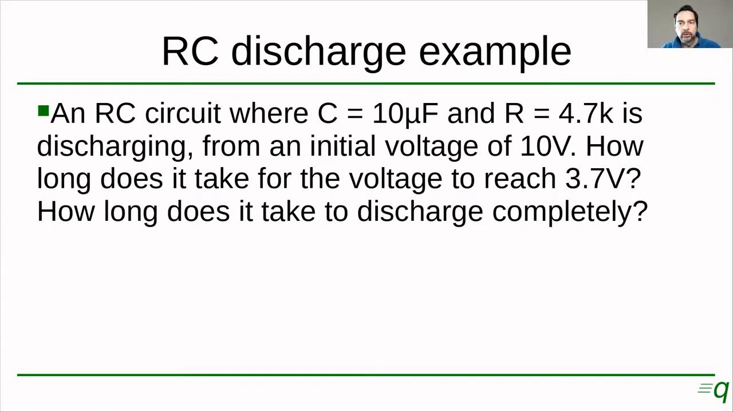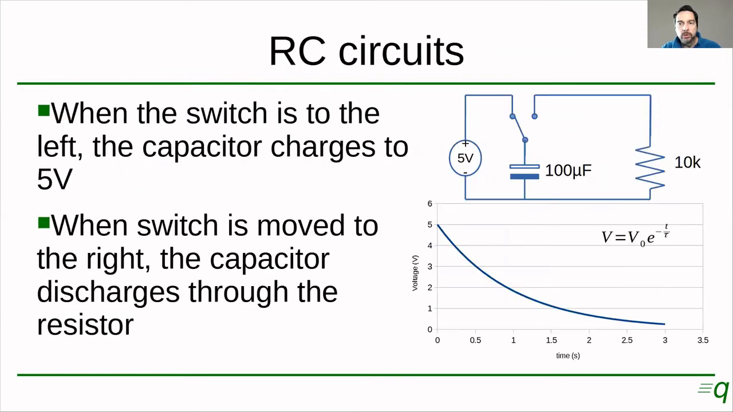Okay, we have 2 ways of solving this problem. One way would be going back to this equation here that shows V equals V0 times e to the negative t over tau, and solve for t, right? And we have V, which is the 3.7 volts, V0, which is the 10 volts, and tau, which we're going to be calculating in a minute.